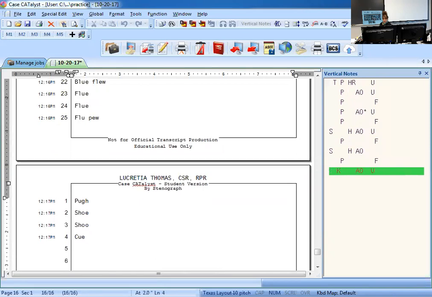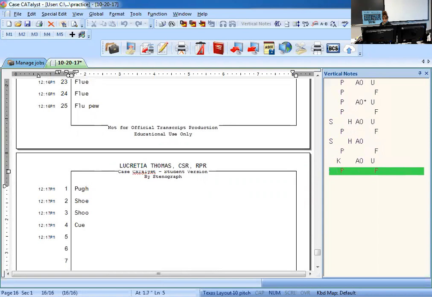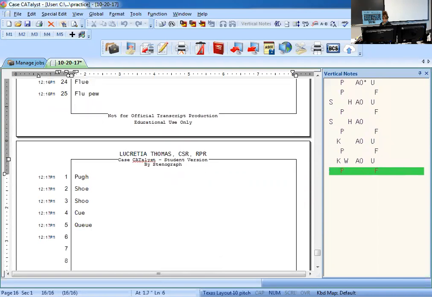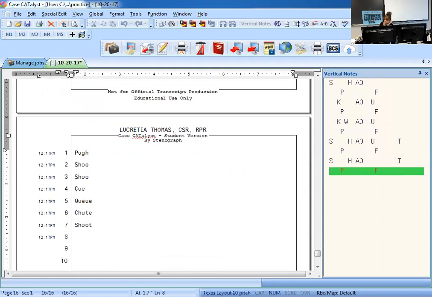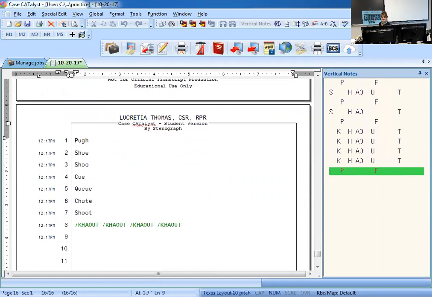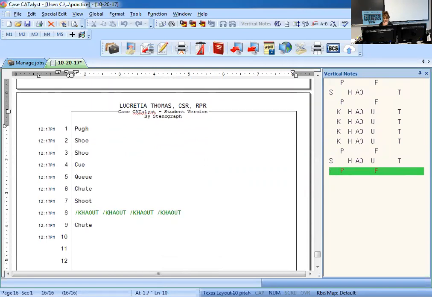Q is K long U. Q, K-W long U for the other Q. Shoot, S-H long U-T. Shoot him, S-H-A-O-T. Remember, shoot is pronounced with the S-H. So we wouldn't write shoot, K-H long U-T. I don't think it'll come out. It's S-H. We pronounce it with the S-H, okay?